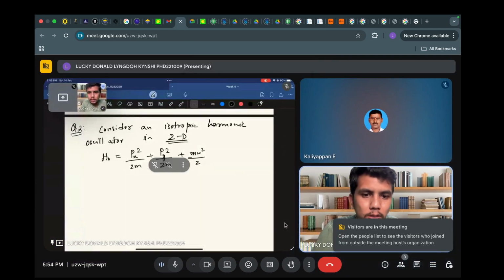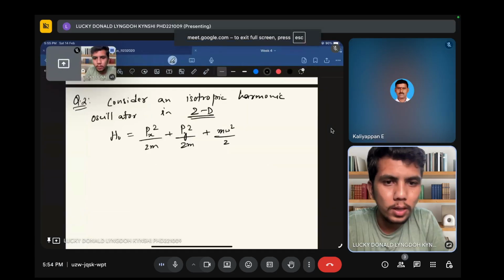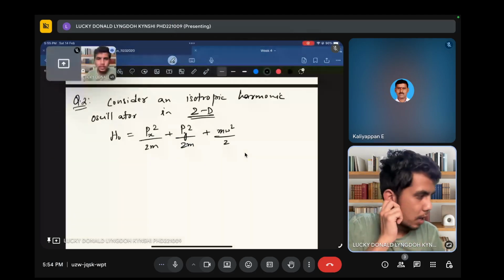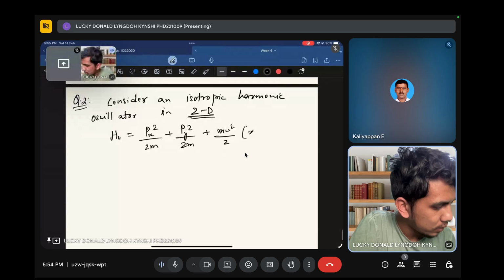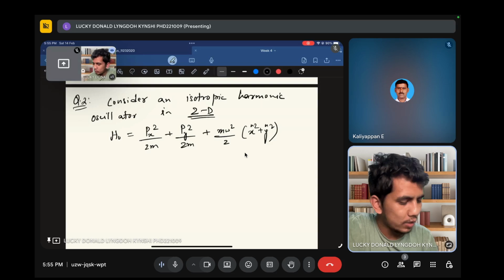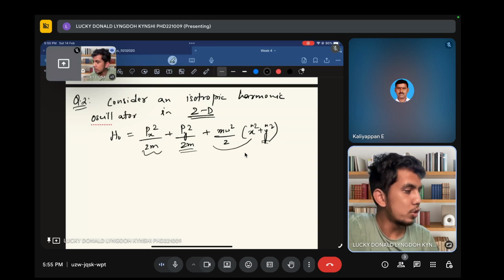Okay, I think there is some network issue on my side. I think now it's going well. So this is the (1/2) m omega squared times (x² + y²). This is the same thing as whatever I have just shown. This is px², your kinetic energy, and this (1/2) m omega² x² is your potential energy, and this problem is given in two dimensions.